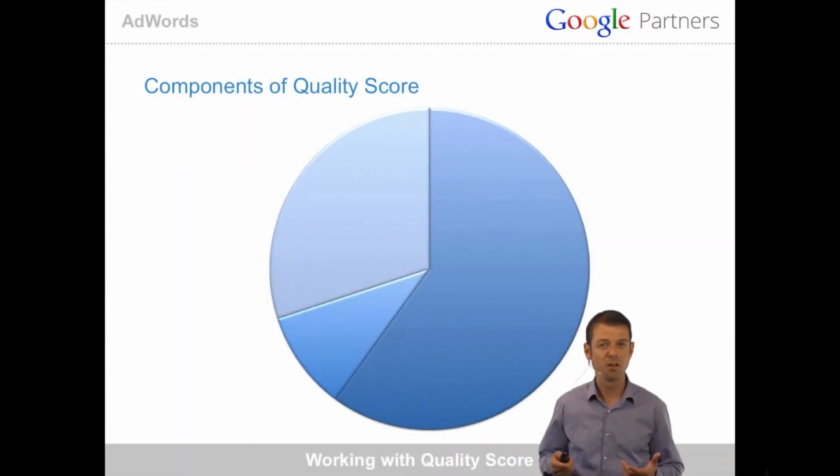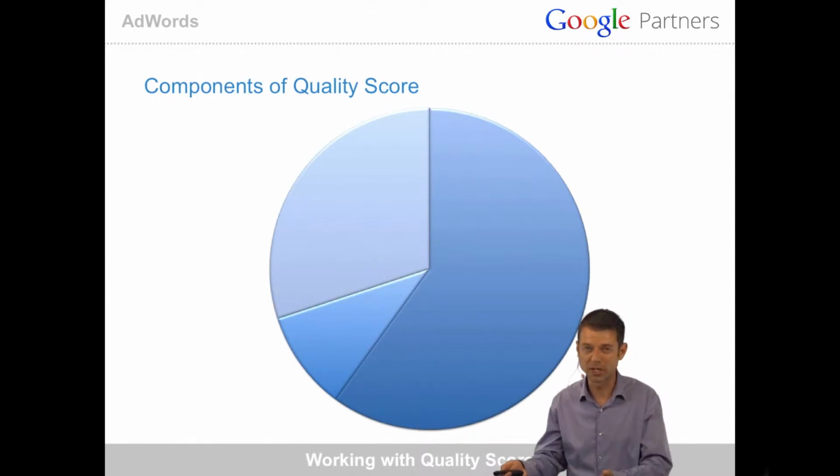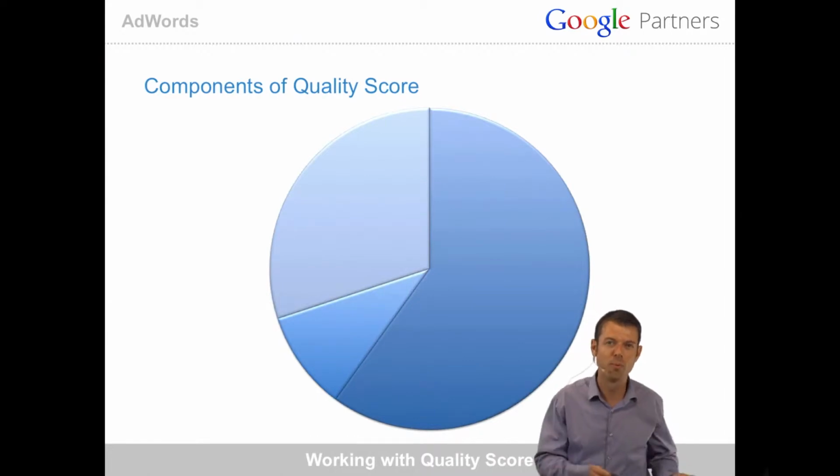Now that we understand a little bit about what quality score is and why Google has quality score, the next logical question is, what are the components of quality score? If you're going to try to improve your quality score, it helps to understand what components you're going to be looking at and what components Google considers when they set the quality score.